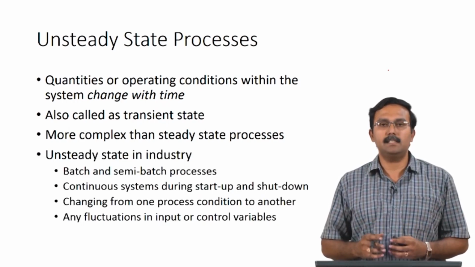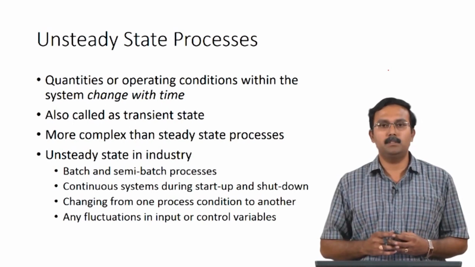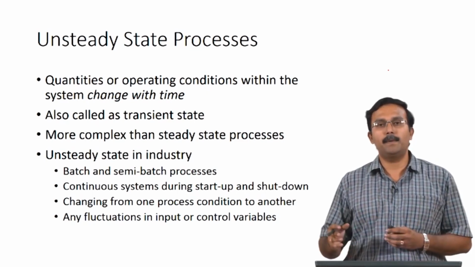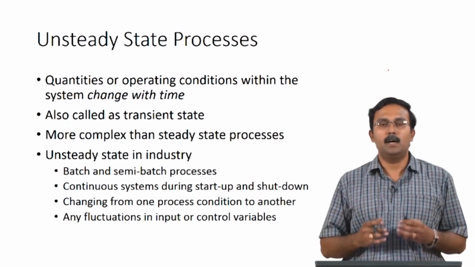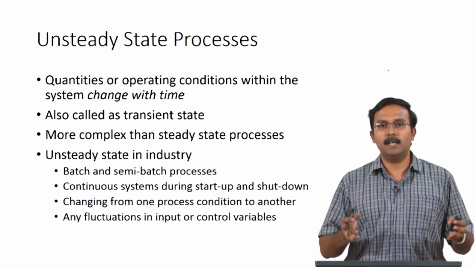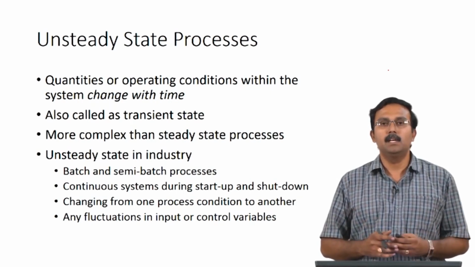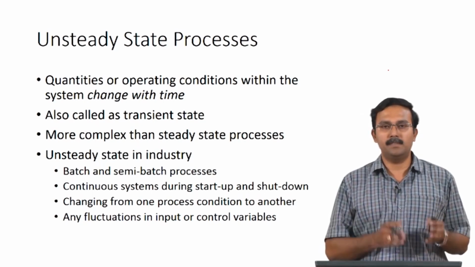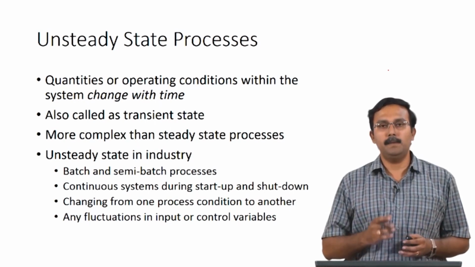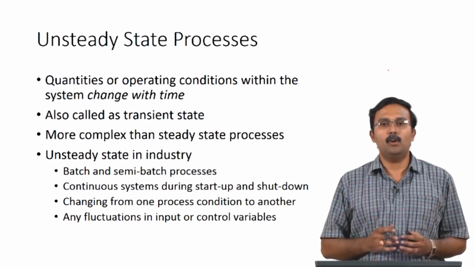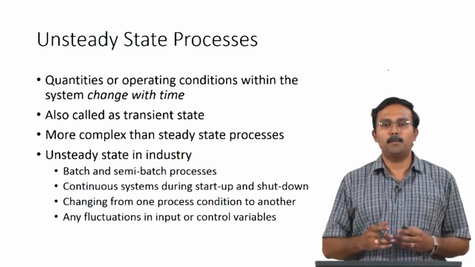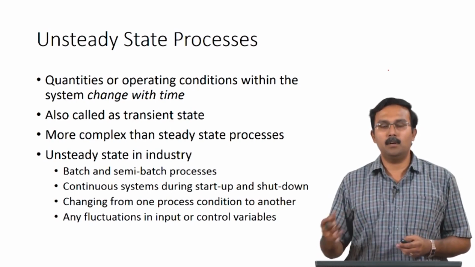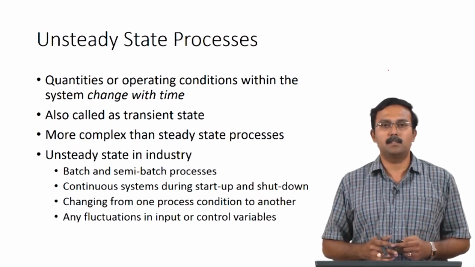Unsteady state processes in the industry could be seen in batch or semi batch processes or continuous systems during startup and shutdown. When the system is fully operational, it usually operates at steady state. However, every year or every month, depending on the size of the company and the processes, plants might be shut down and started up again. During this initial phase of startup and final phase of shutdown, you would be experiencing unsteady state processes. There can also be unsteady state when one process condition is being changed to another. Also, if there are fluctuations in the input or control variables, you might experience unsteady state processes.